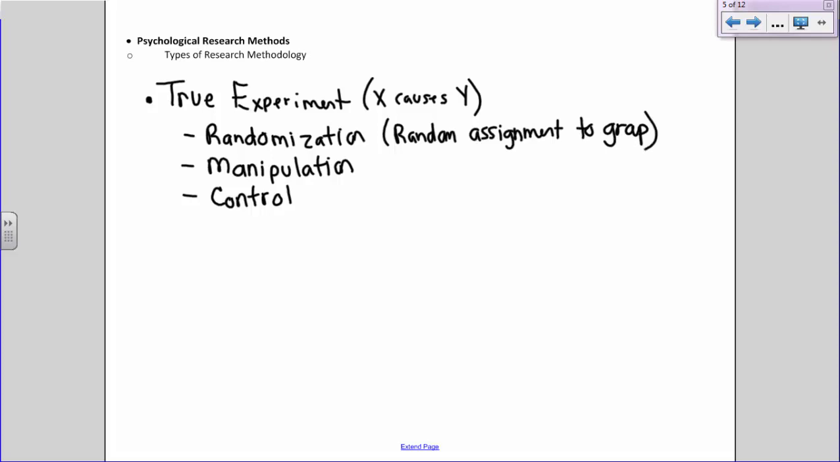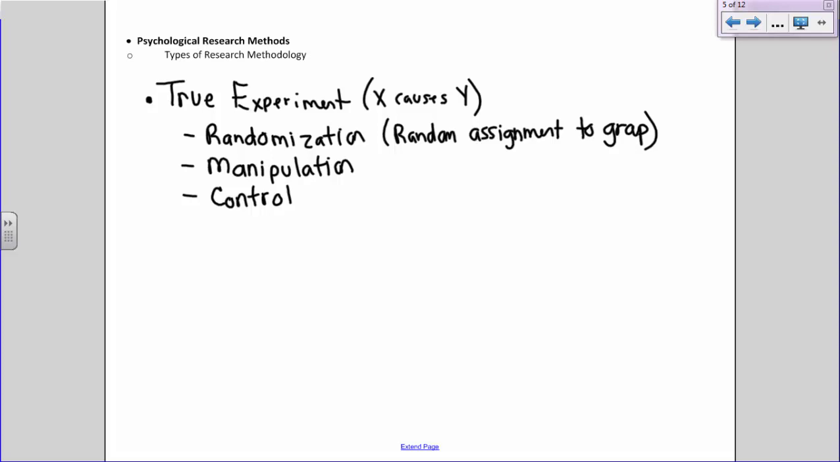Okay? Manipulation means that the researcher actually manipulates something in the study. There's some sort of intervention or some sort of treatment or something that's actually done to the participants. Okay? So something is changed or delivered to them in some way. Then control means that everything other than the manipulation is the same for all the groups. So you keep things consistent.